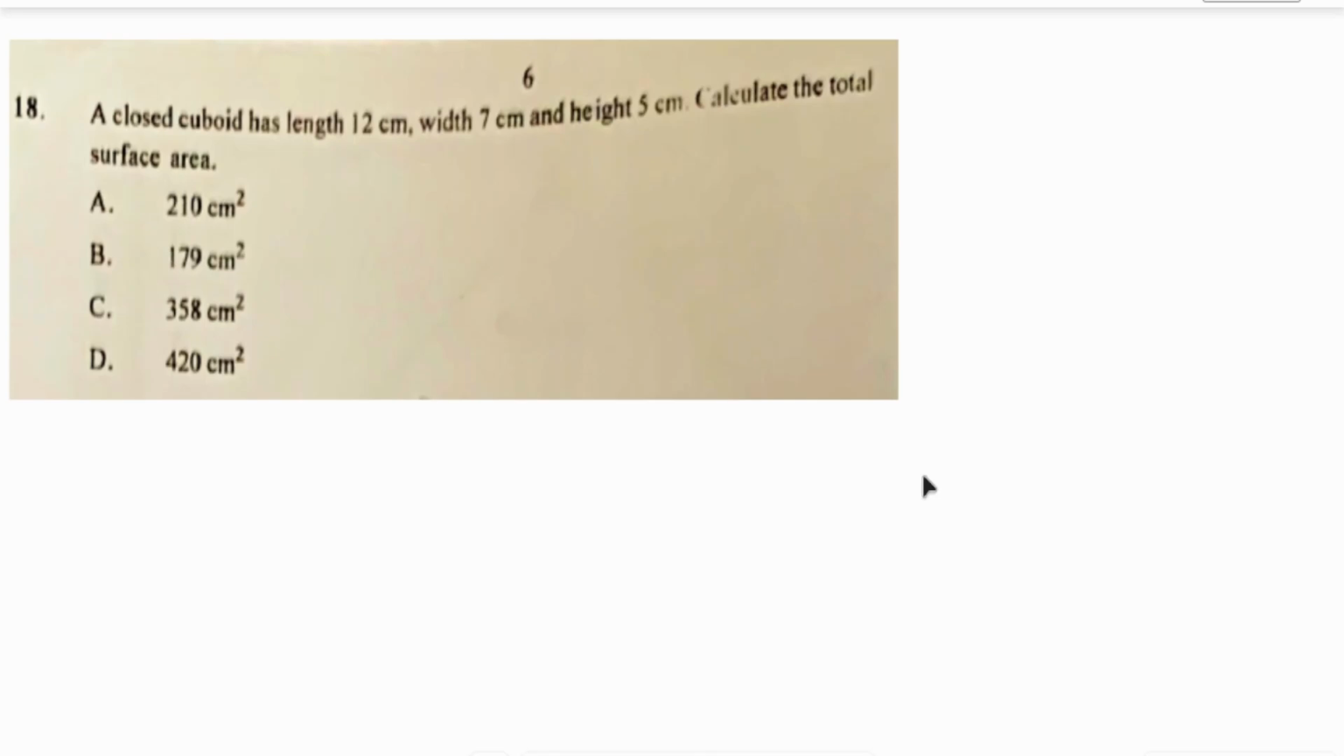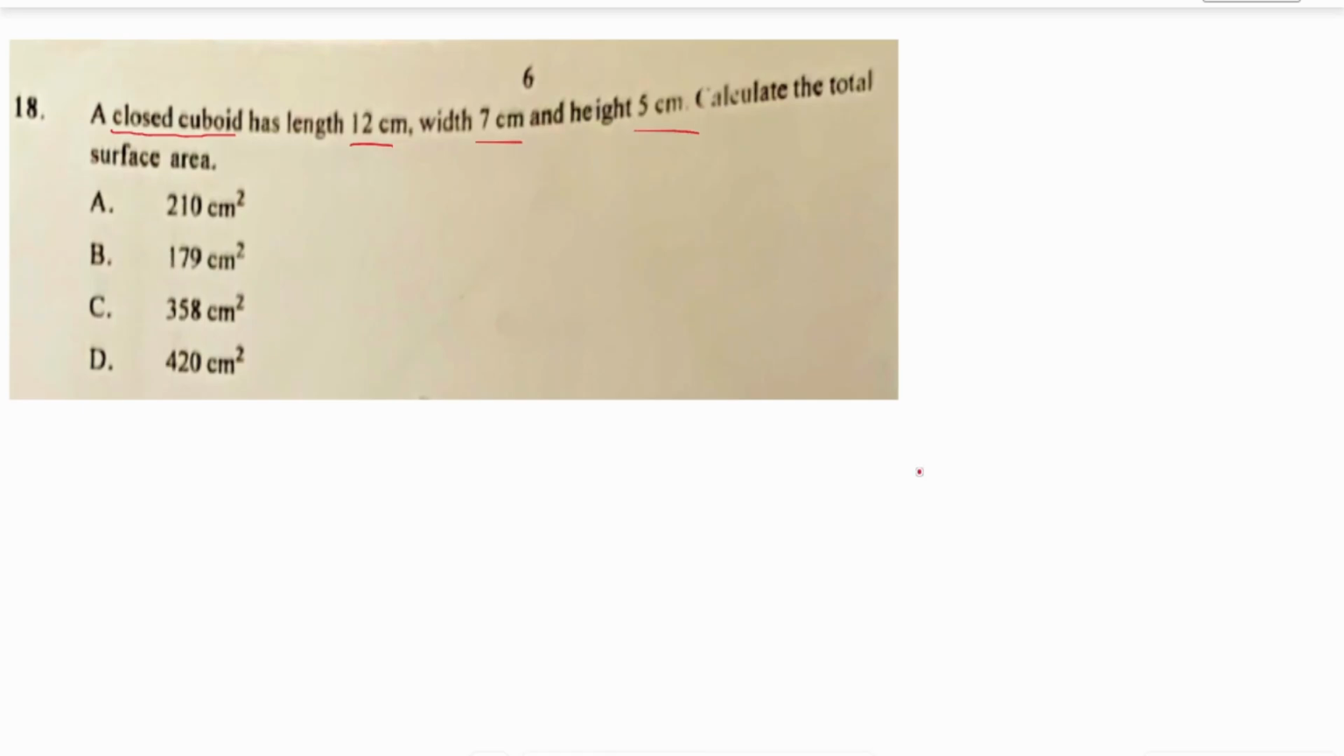Question 18 reads that a closed cuboid has length 12 centimeters, width 7 centimeters, and height 5 centimeters. Calculate the total surface area. The key point we can get from this question is that the cuboid is closed and the length is 12 centimeters, the width is 7 centimeters, and the height is 5 centimeters.